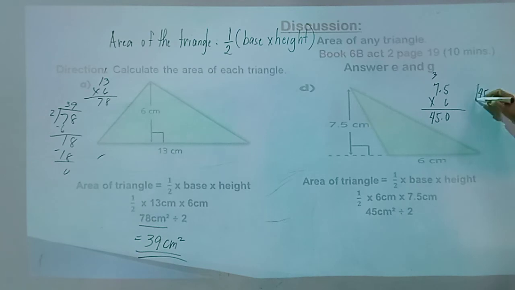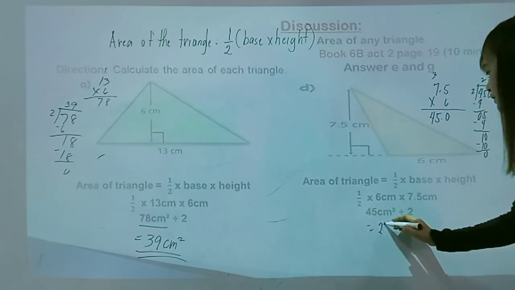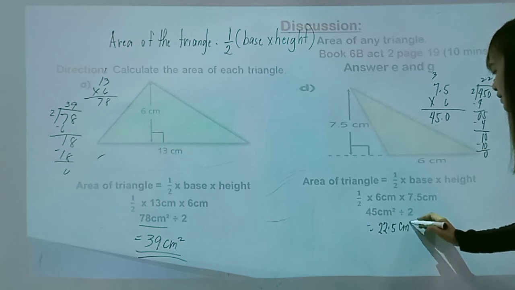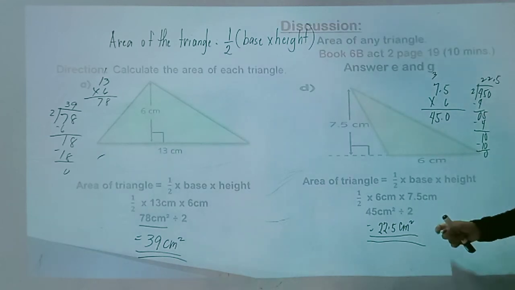Okay, let us divide. 45 divided by 2. 4 divided by 2 is equal to 2. 2 times 2 is equal to 4. 4 minus 4 is 0. Bring down 5. 5 divided by 2 is 2. 2 times 2 is equal to 4. Bring down 1. Add 0. So 10 divided by 2 is 5. 5 times 2 is 10. 10 minus 10 is equal to 0. Therefore, the area of the triangle is equal to 22.5 centimeter square. Class, this is the area of the triangle, 22.5 centimeter square. Any question?